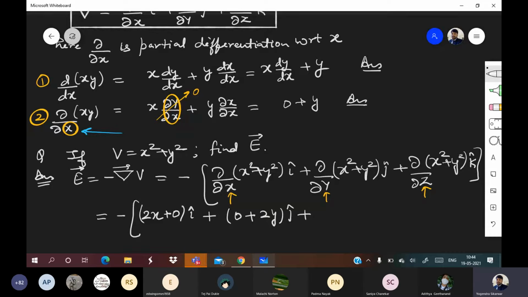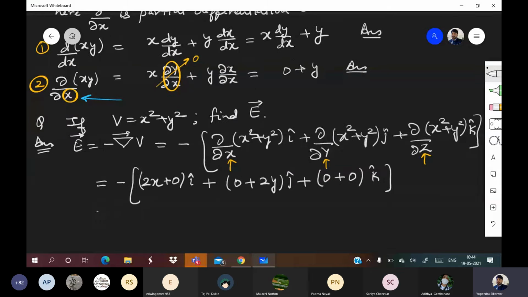In the third case, you are differentiating with respect to z. As you are differentiating with respect to z, x and y both will be treated as constant. So differentiation of x square will be 0 and differentiation of y square will also be 0. So this will be the scenario. After cleaning up, what you can write is minus outside, 2 can also be taken outside, x i cap plus y j cap. This is the answer.